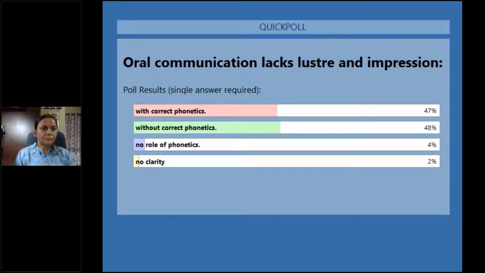You can see in the results, 47% say with correct phonetics, 48% without correct phonetics. I think there is some misinterpretation of the question, for which the first two options have almost matched. Oral communication lacks impression, whether with correct phonetics or without correct phonetics. Definitely if the phonetics is not correct, it will lack impression. So it should have been the second option, but I'm sure those who opted for the first option thought that way, that if the correct phonetics is not there, then it will lack. Anyway, your comments, madam.